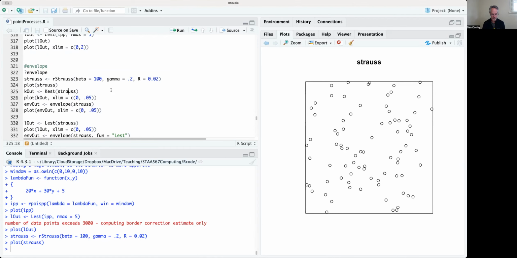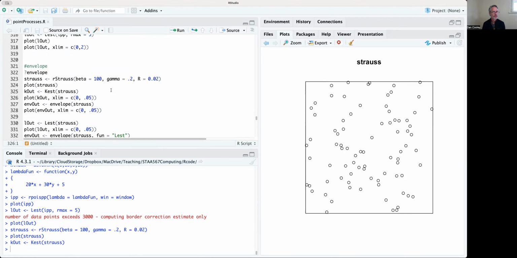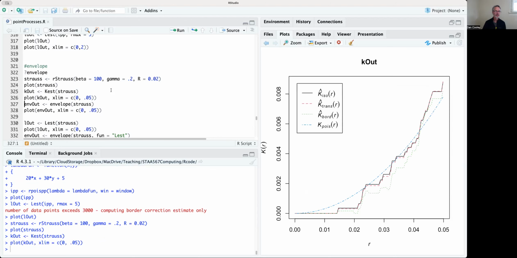So what we have here is the K function, not the L function. The blue line corresponds to what we would expect from complete spatial randomness. The black is what we're observing. And then with this command, envelope, it's going to generate an envelope. The Strauss is just what I named my particular realization. The envelope tool is necessarily going to assume complete spatial randomness.